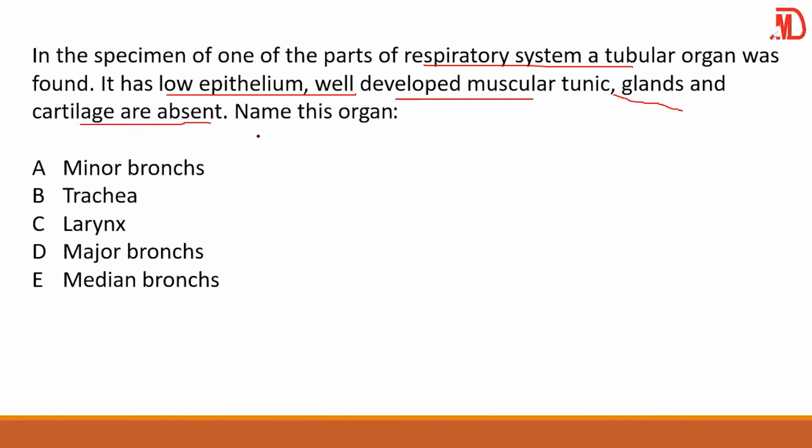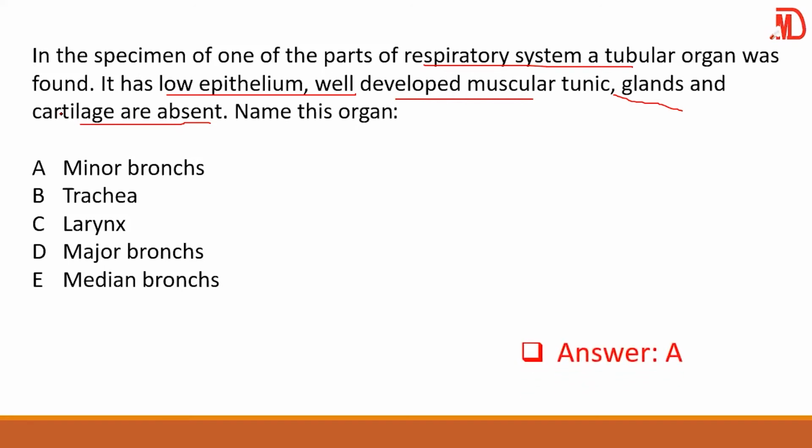Name this organ. So even the option here tells you that we're talking about the respiratory system. So which part of the respiratory system does not have cartilages? That's your question. Now you and I know that the trachea has cartilages, the larynx has cartilages, the main bronchus has cartilages. But the minor bronchi do not have cartilages, although they're made up of a lot of muscles. The rest have cartilages.